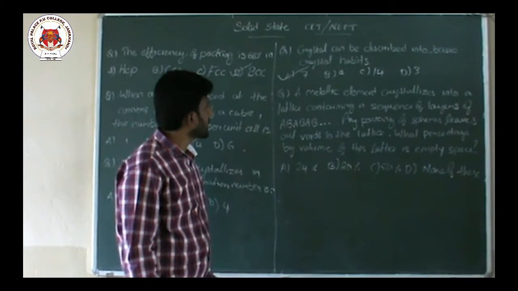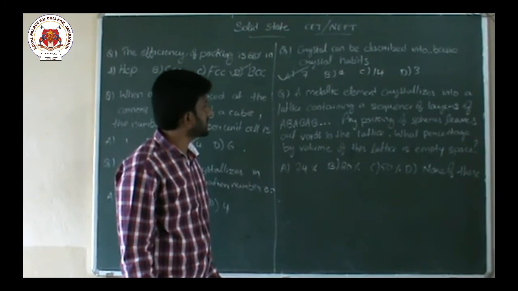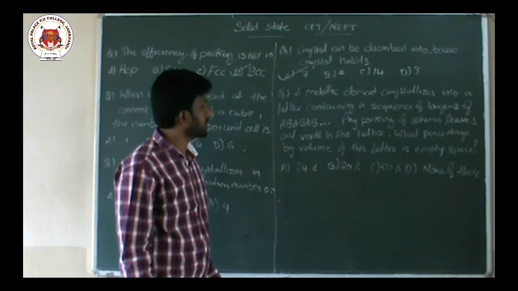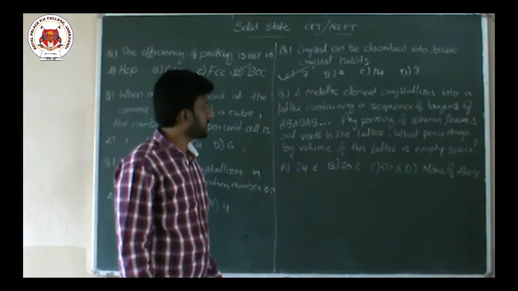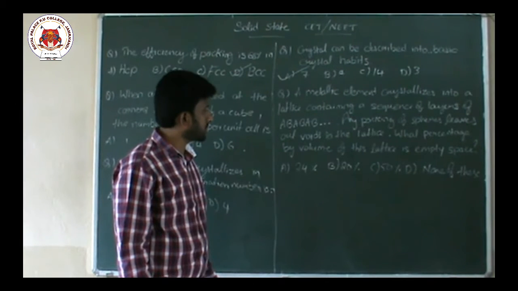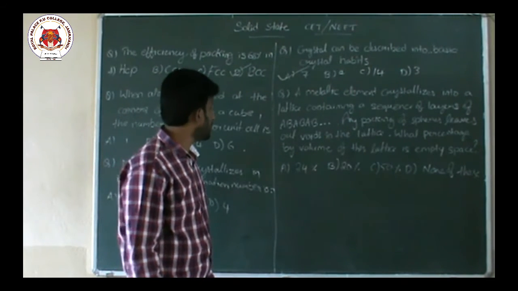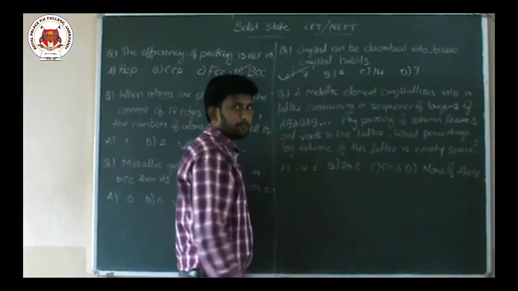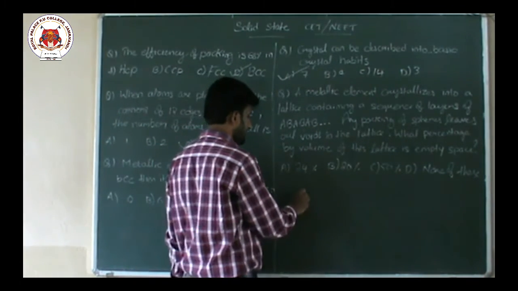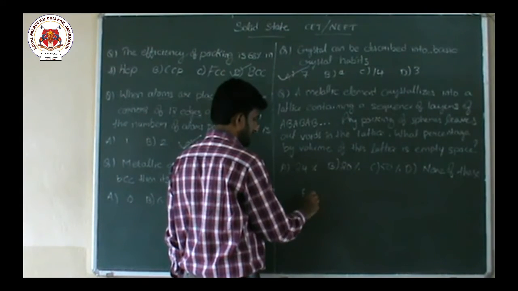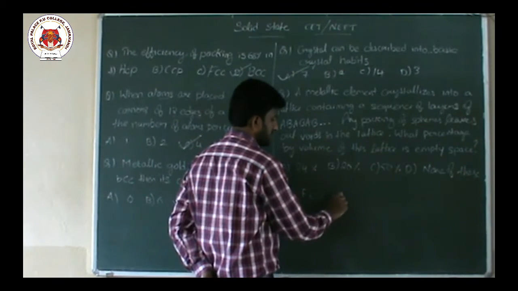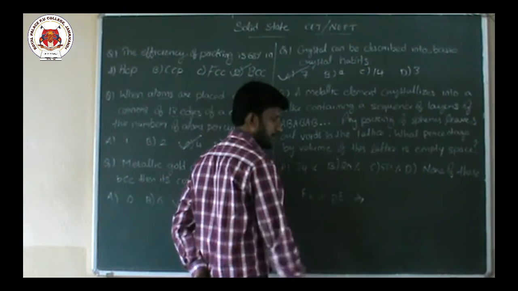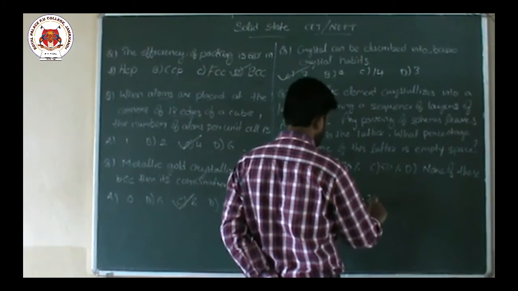Next, a metallic element crystallizes into a lattice containing a sequence of layers of AB, AB, AB. Any packing of the spheres leaves out voids in the lattice. What percent by volume of this lattice is empty space? Now, AB basically represents which type of lattice? It represents the FCC lattice or CCP lattice. You know that the packing efficiency of FCC is 74%.